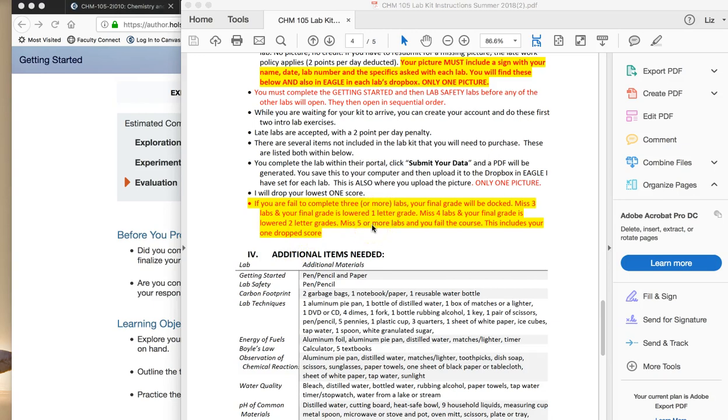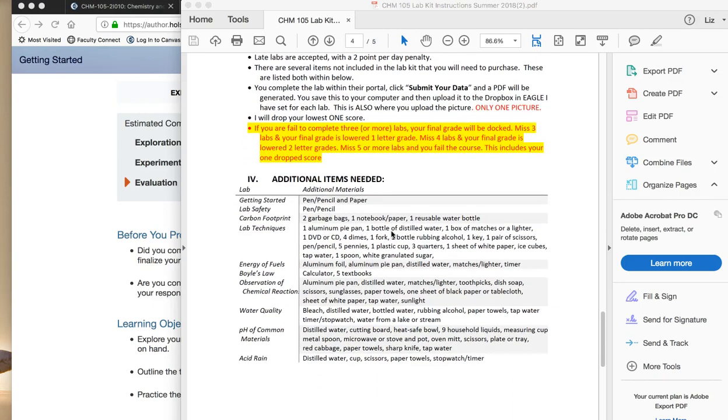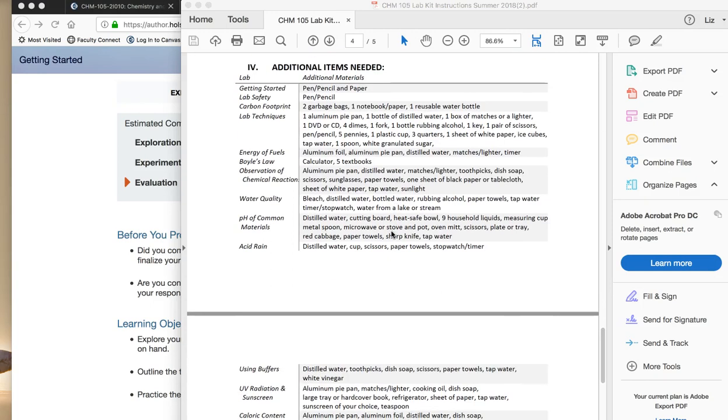And if you miss 5 or more labs, you fail the class. This total does include your 1-drop score. So when you look at the grade book and count how many zeros you have, that's your total. That's what I'm talking about. And again, if you get close to that number, let me know. But you need to be doing the labs.